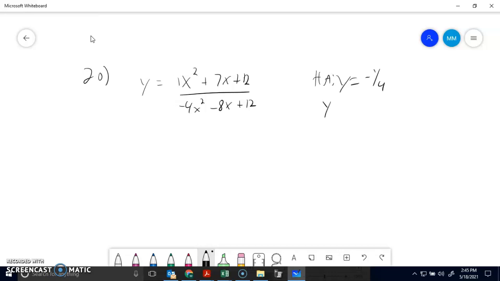All right, so now what about the y-intercept? The y-intercept comes from the constants. 12 over 12. 12 divided by 12 is 1. So x is 0, y equals 1.